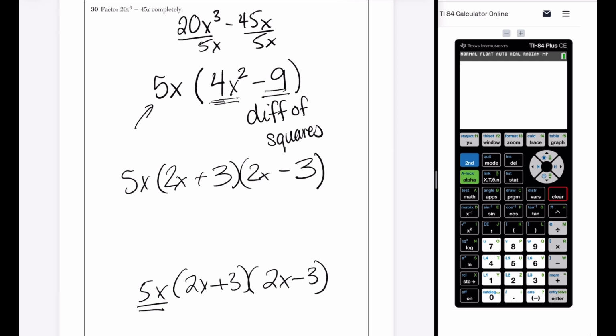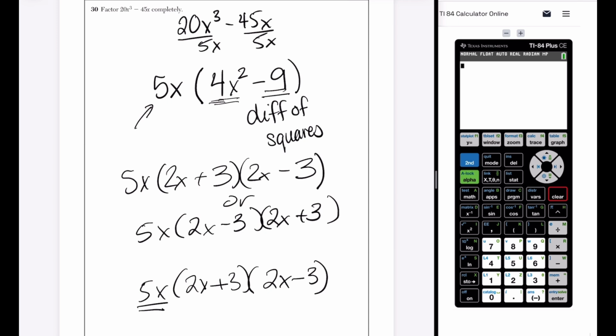So you could have had 5x, here's 2x, and here's 2x, and you could have had minus 3 plus 3. Either one would have been fine. But there you go. Now it is completely factored.